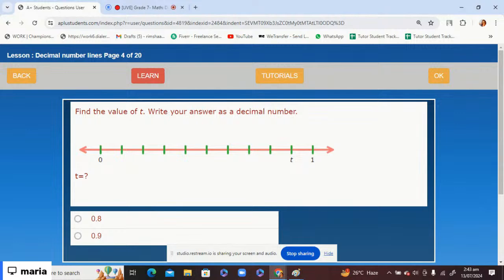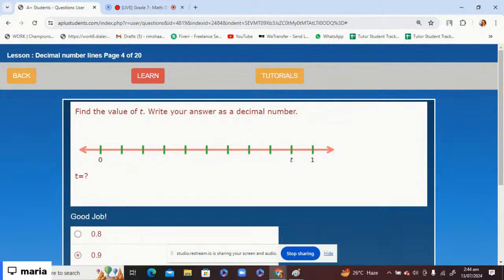So find the value of t, write your answer as a decimal number. Let's count it. Count the small lines now. 0.1, 0.2, 0.3, 0.4, 0.5, 6, 7, 8, and 9. T lies on 0.9. Is it the right answer? Yes, it lies on 0.9 here.